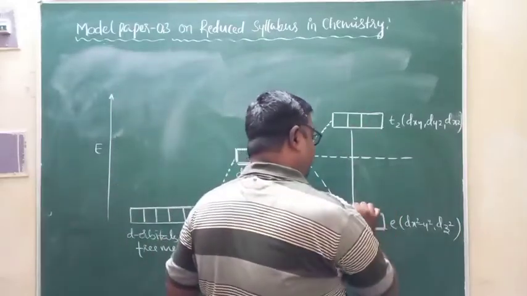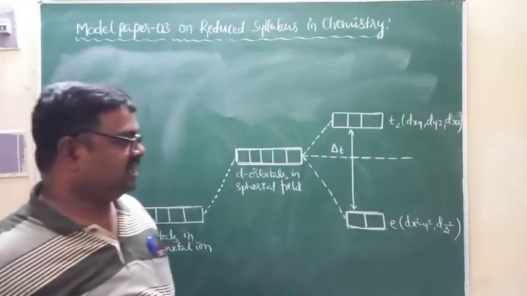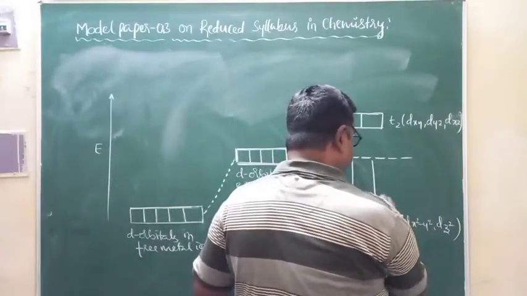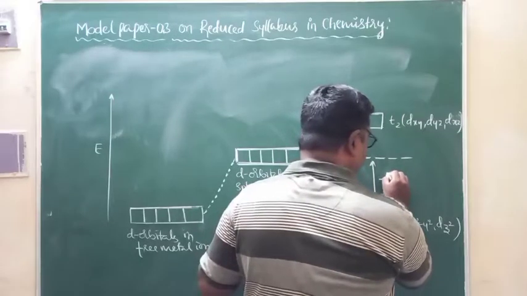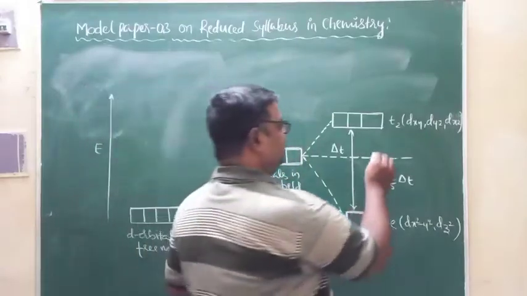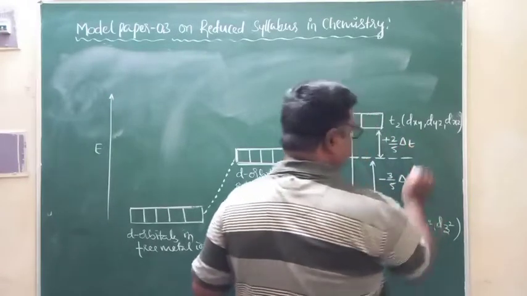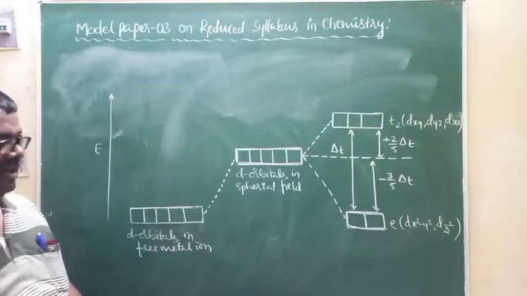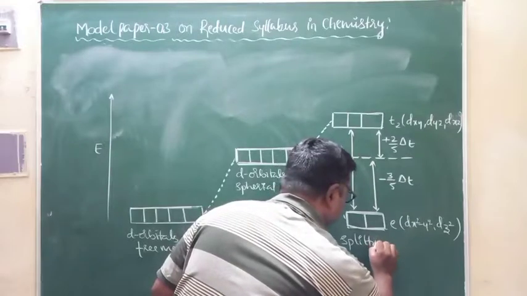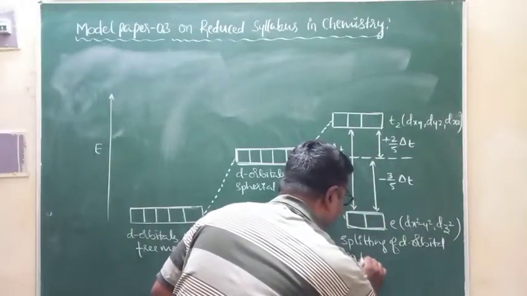And the energy gap between the T2 set and the E set is delta T. Energy of the E set will be decreased by an amount of minus 3 by 5 of delta T. Energy of the T2 set will be increased by an amount equal to plus 2 by 5 of delta T. This is what we call the energy level diagram, the splitting of d orbitals in tetrahedral field.